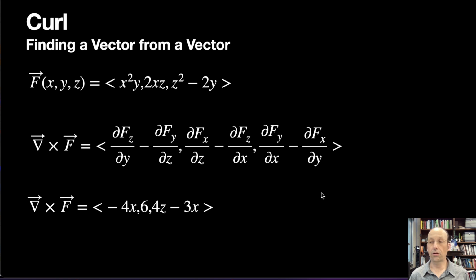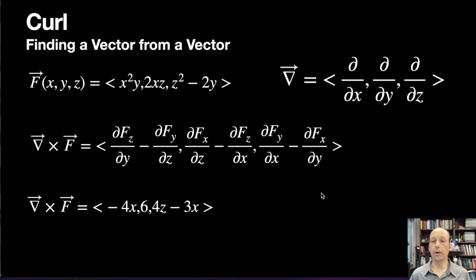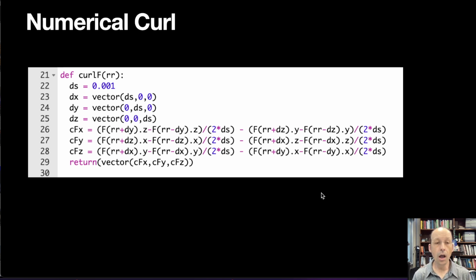So that's all cool, but let's do it numerically. Oh, I did that out of order. That's my fault. Okay, so here's my curl function. Again, I have that same ds. I can move in the x direction, the y direction, and the z direction to find those partial derivatives. It's the same partial derivatives.